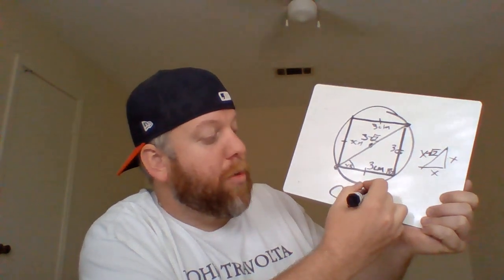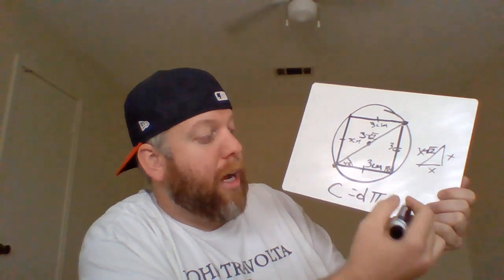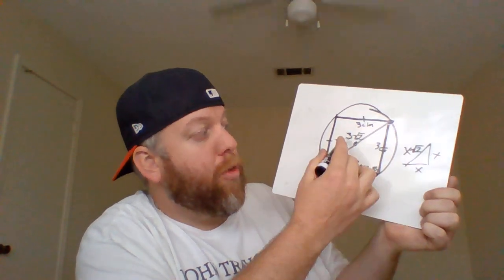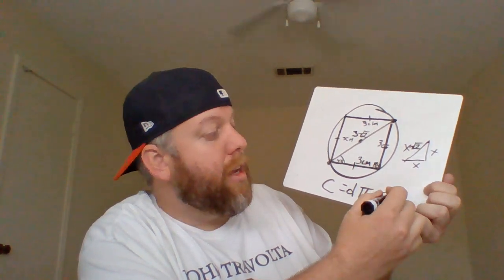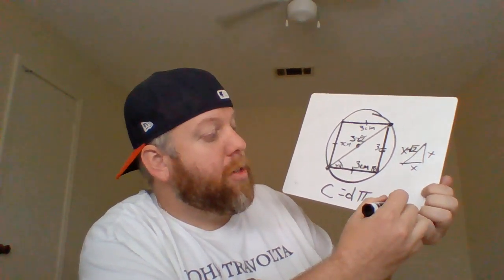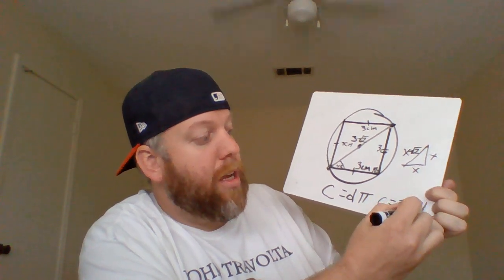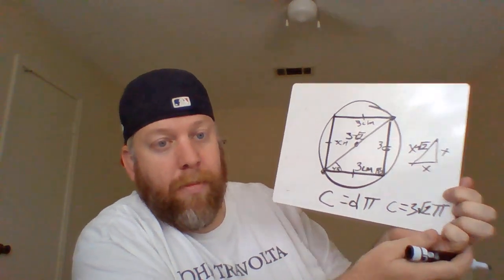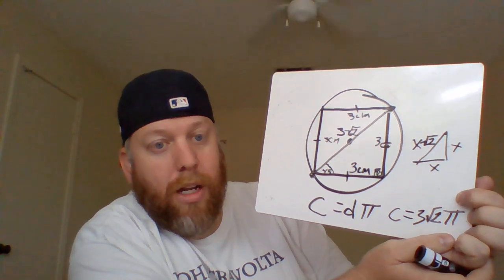So we're going to plug that into our formula of circumference is equal to diameter times pi. We know the diameter is 3 times the square root of 2, so we're going to say the circumference is equal to 3 times the square root of 2 times pi. 3 times the square root of 2 times pi.